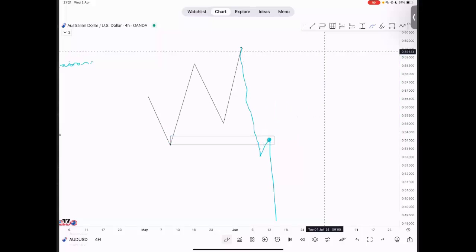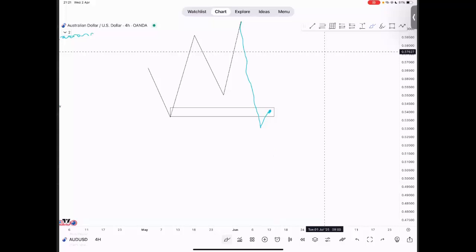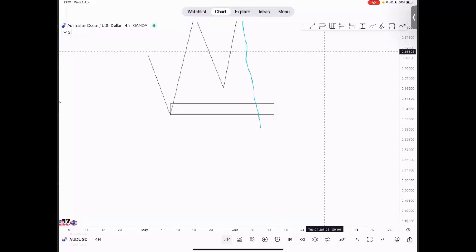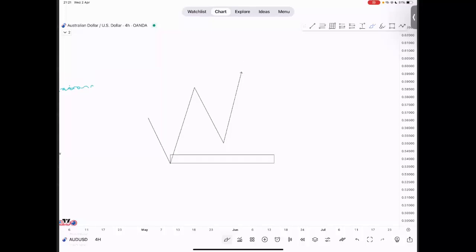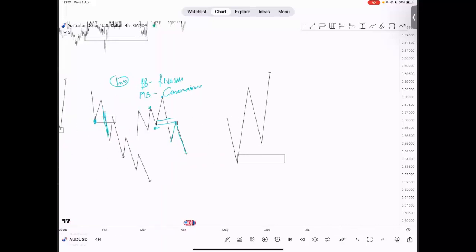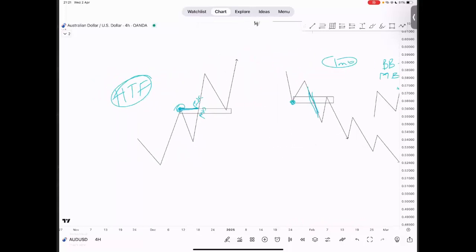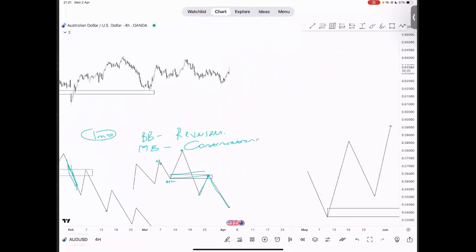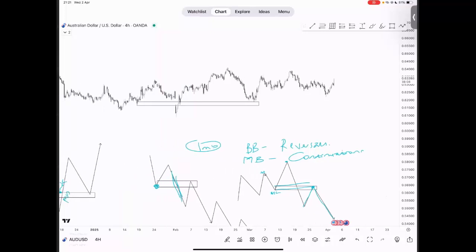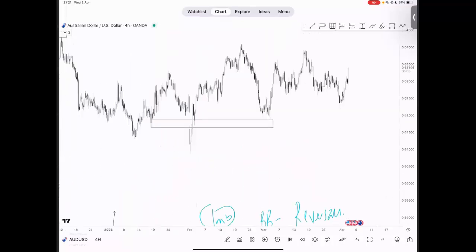Another block taken out with little or no reaction creates a breaker block, and then price takes out that breaker block, giving us a reclaim block opportunity. Okay, so remember the mitigation blocks, remember the reclaim block, remember the breaker blocks, and you remember the other blocks. Let's look at, I think I have some chart examples here.